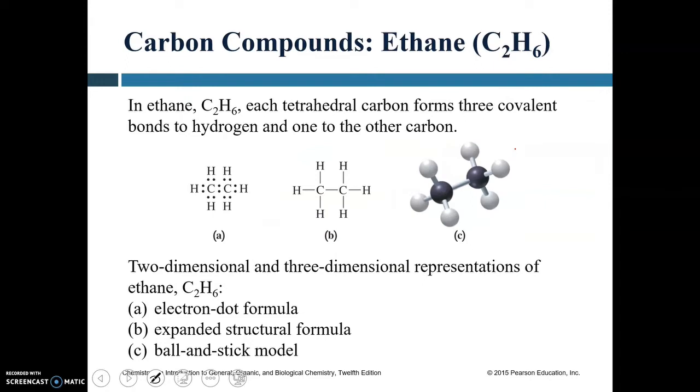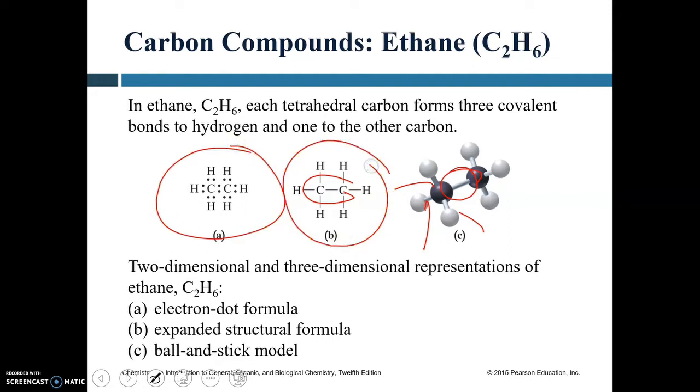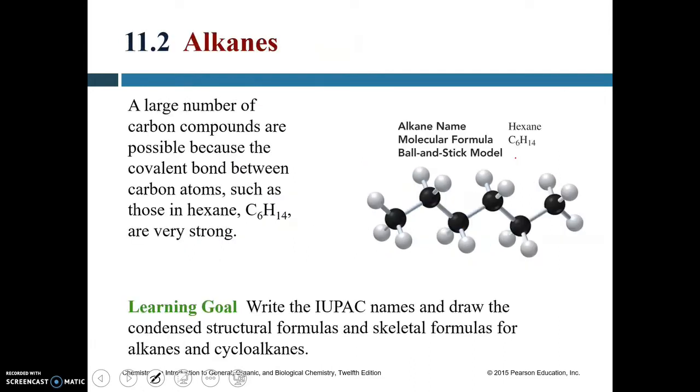In ethane, which contains 2 carbons and 6 hydrogens, each tetrahedral carbon forms 3 covalent bonds with hydrogen and 1 here at the center to the other carbon. So again, you can see the electron dot formula, the expanded structural formula, and the ball and stick model.